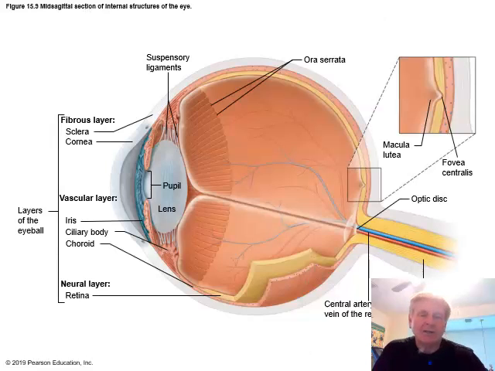And now we're going to look at the interior of the eyeball. There's 3 layers to the eyeball. The outermost layer is your fibrous layer. And it consists mostly of this white collagenous connective tissue called the sclera. The sclera covers most of the eye, the posterior 4/5. The anterior fifth of the fibrous layer is called the cornea.